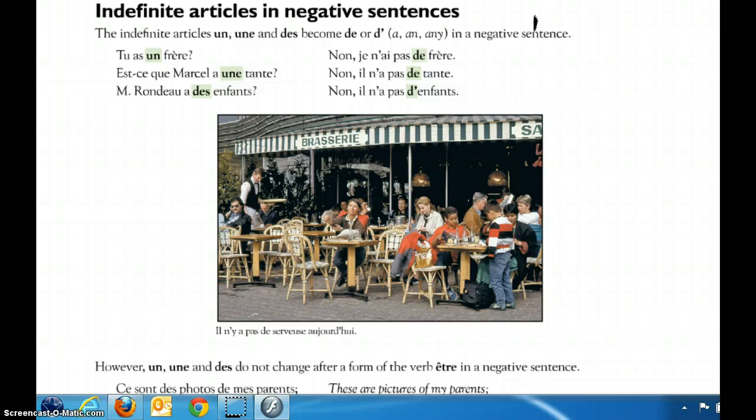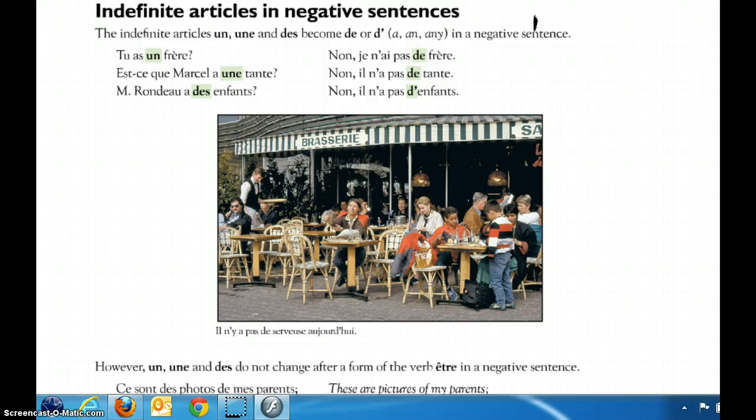The indefinite articles, which are un, une, and des, an, or some, become de or d apostrophe, which basically means an, or any, in a negative sentence. In French, this is obligatory. You must use any every time you make an indefinite article negative.